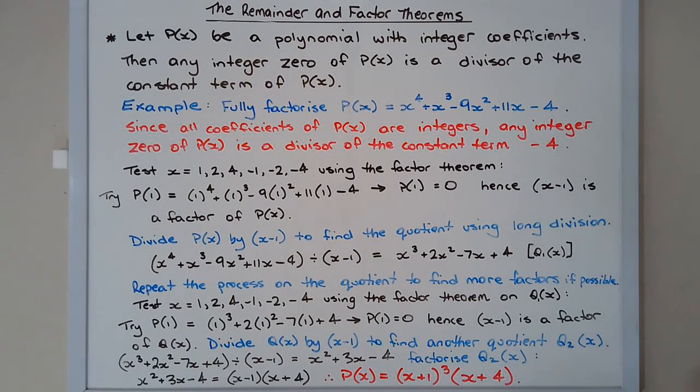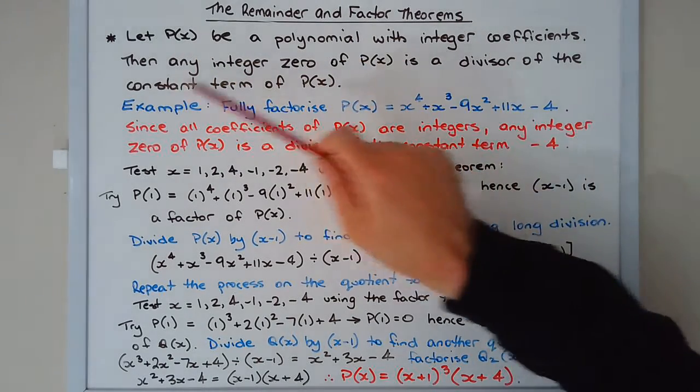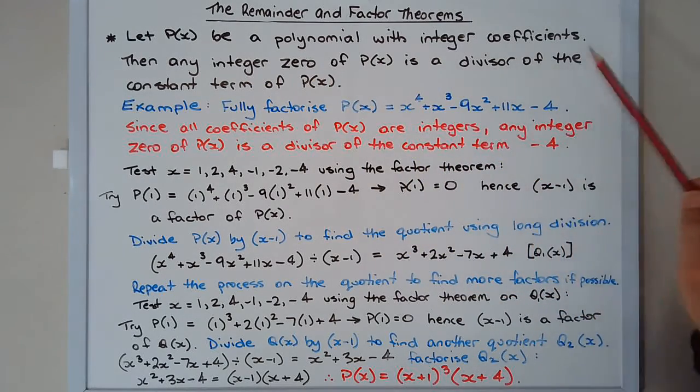The remainder and factor theorems. Let P of x be a polynomial with integer coefficients. Then any integer zero of P of x is a divisor of the constant term of P of x.